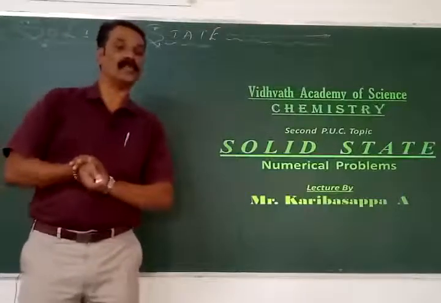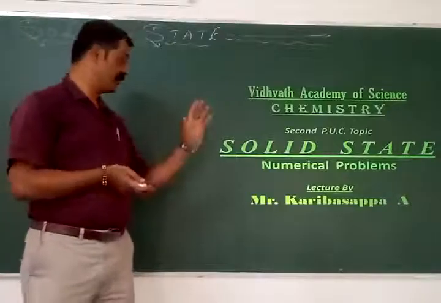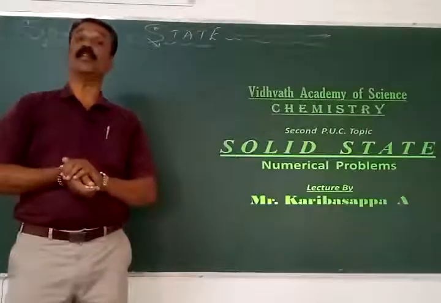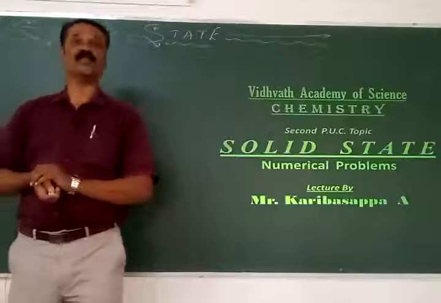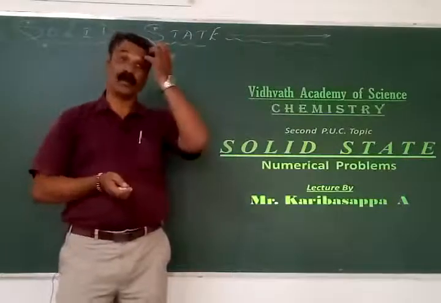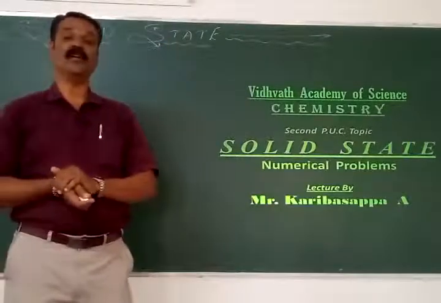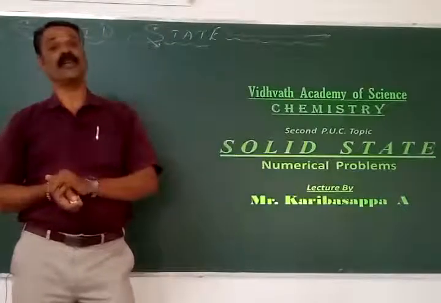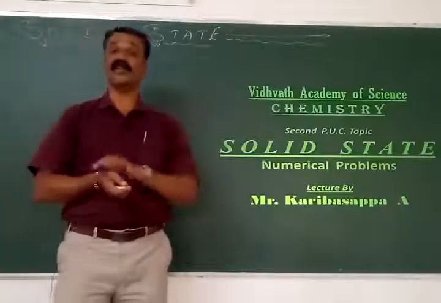Now we are having a session of numericals related to the chapter, the solid state. In the various sessions we have discussed only the theoretical concepts of the solid state. As far as the PU board is majorly concerned, we have to concentrate on numericals based on calculating the density of the unit cell, which is given by the formula d = Zm / (a³ × N_A). d is the density.